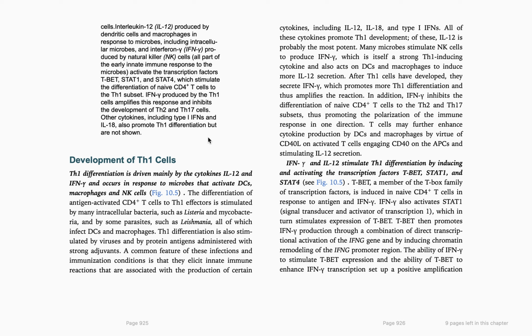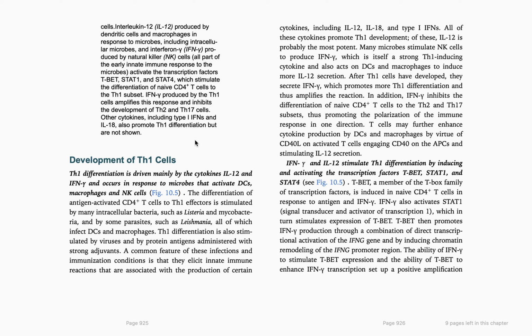T helper 1 differentiation is driven mainly by interleukin 12 and interferon gamma, and occurs in response to microbes that activate dendritic cells, macrophages, and natural killer cells. The differentiation of antigen-activated CD4 T cells to T helper 1 effectors is stimulated by many intracellular bacteria such as Listeria and Mycobacteria, and by some parasites such as Leishmania, all of which infect dendritic cells and macrophages. T helper 1 differentiation is also stimulated by viruses and by protein antigen administered with a strong adjuvant.